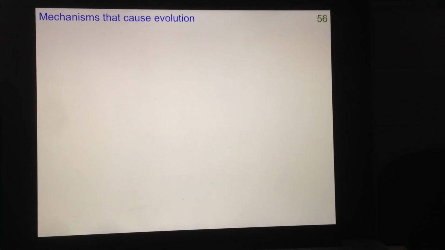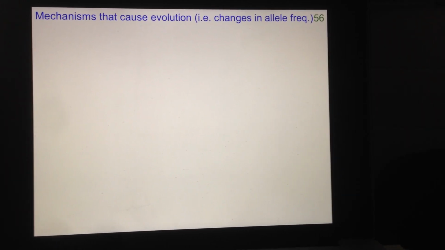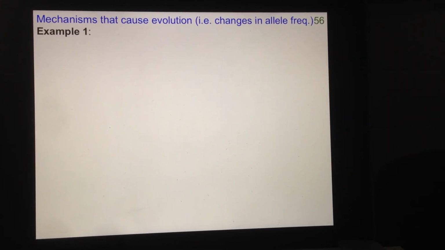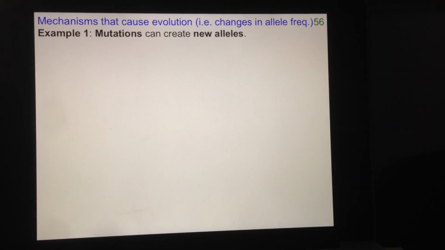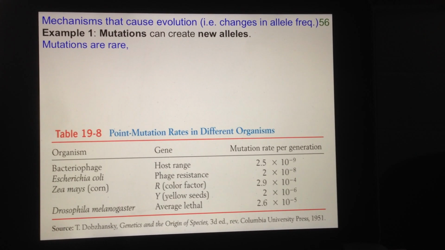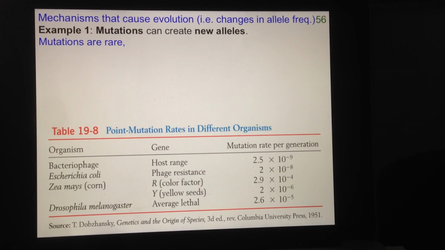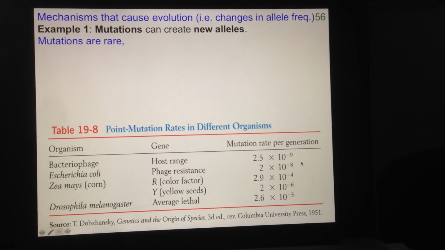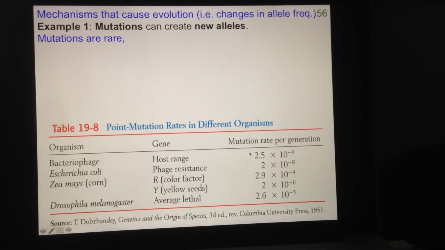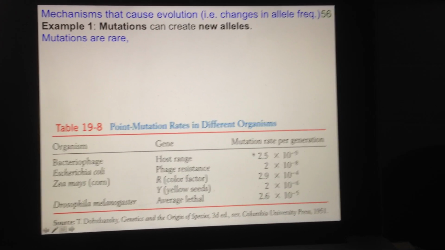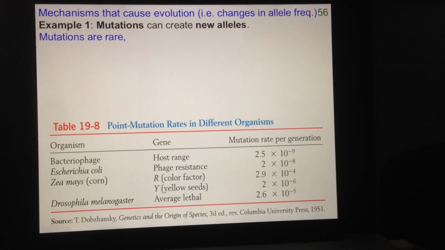Now, mechanisms that actually cause evolution, meaning changes in the allele frequency, we'll talk about just a few examples. The first example is mutations. Mutations are important because they create new alleles. Mutations are relatively rare. You can see that for these different organisms, the rate of mutation for certain genes is generally very, very low, like 1 in 100,000 at the very most, if not 1 in a billion.